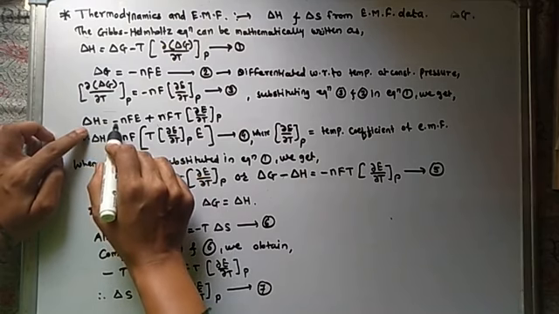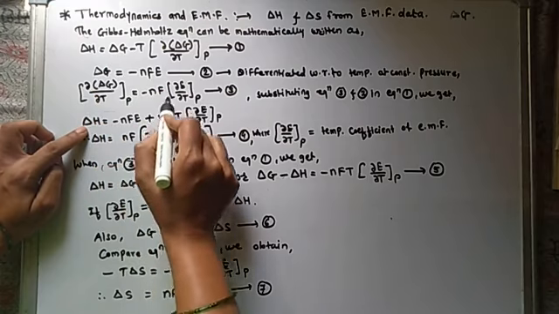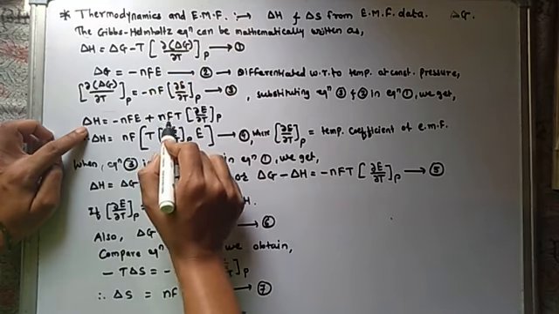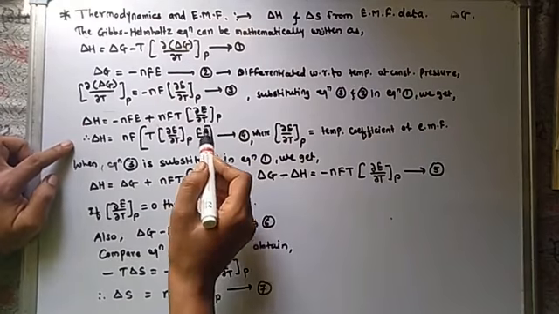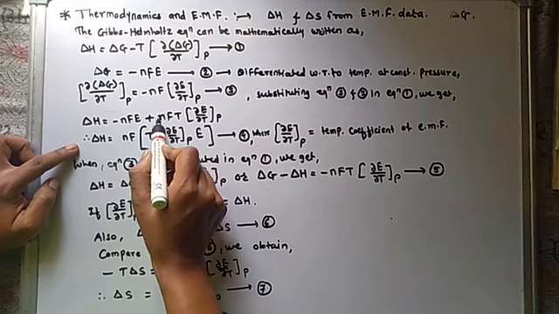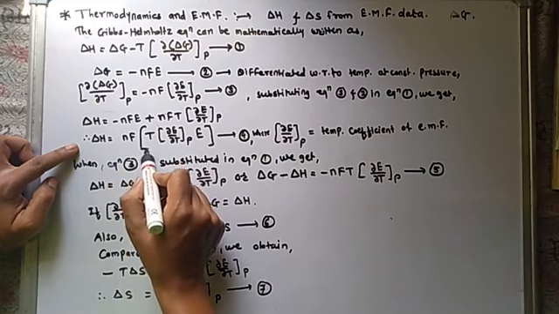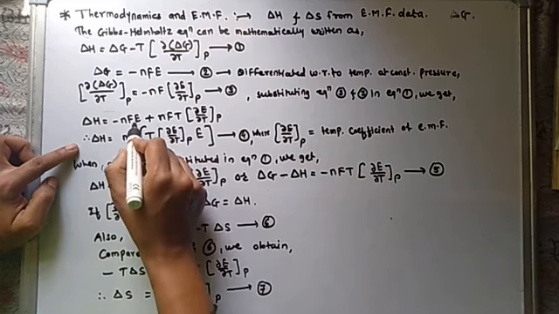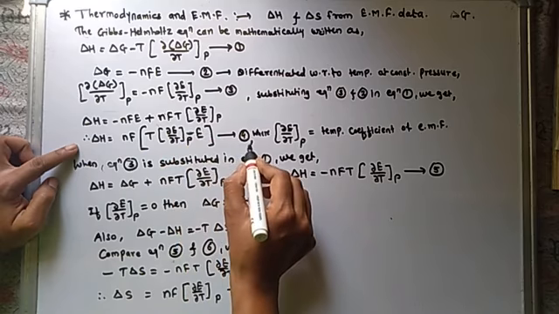Here we first see this equation: delta H is equal to delta G plus T ∂G/∂T at constant P. Delta G is equal to minus nFE, and ∂G/∂T at constant P is equal to nF ∂E/∂T at constant P. If we solve this, delta H is equal to nF in common bracket: outside the bracket nF, and remaining in the bracket T ∂E/∂T at constant P, and the remaining is E in negative form, minus E. Say this is equation number 4.